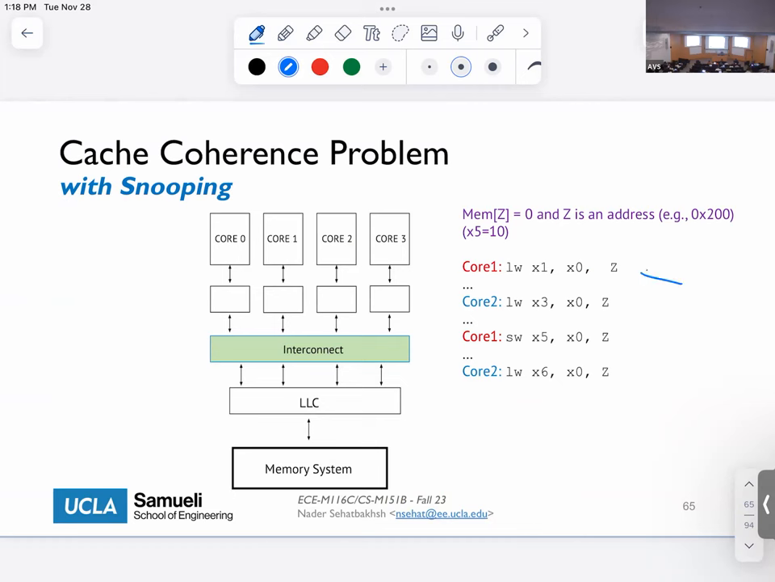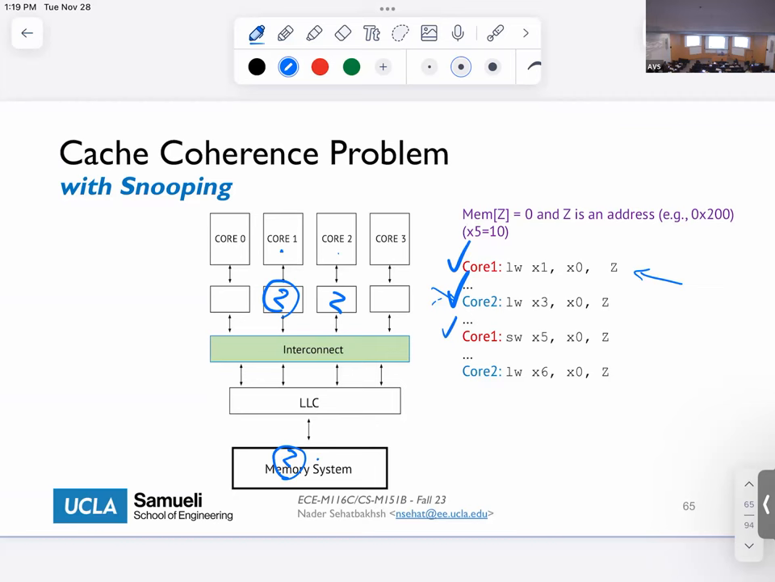So the first one is a load miss, okay? So core number one wants to read Z. Z is in the memory. There is no other copy in other cores, right? So we just read it from the memory and that's it. So this one is good, okay? Then the second core comes, and this one also wants to read the same thing. And then what happens is that, again, this one needs to go to the memory. There is a copy of Z in another core, but since this is not a dirty copy, nothing needs to be done. So this Z again will be forwarded here, and again, we are good to go, okay?